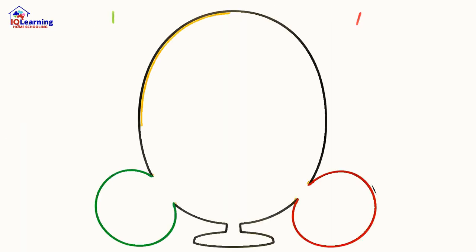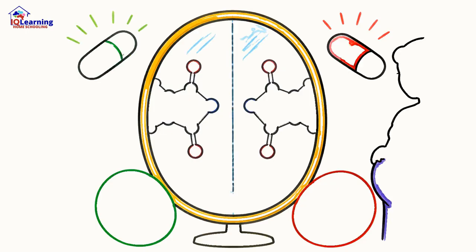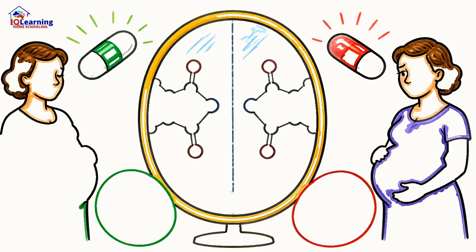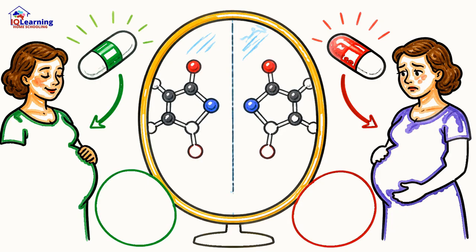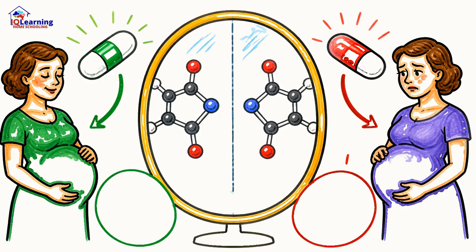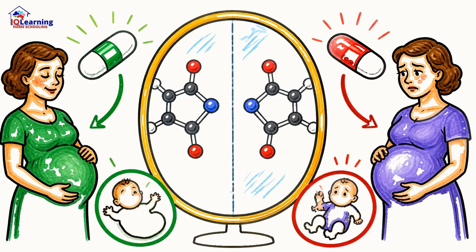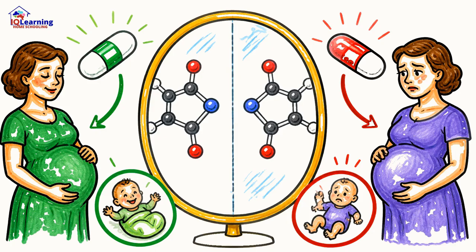This might seem like a small detail, but in the world of biology, it can be a matter of life and death. A famous, tragic example is the drug thalidomide. In the 1950s, it was prescribed to pregnant women for morning sickness. One version of the thalidomide molecule was a safe sedative, but its mirror image, its evil twin, caused horrific birth defects. This heartbreaking incident showed the world just how critical it is to understand the three-dimensional shape of molecules.